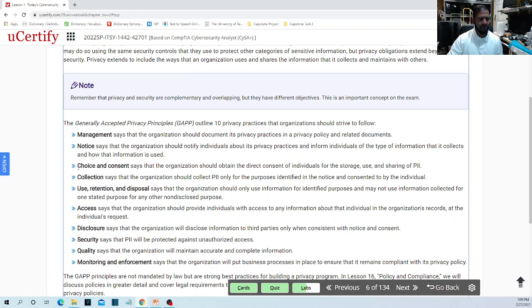I want you to read all these 10 points. I don't want to go into the detail. The video will be too long. This is very easy to understand. The choices and consent and collection and use and retention and disposal, they all basically say exactly how data is being collected and how this data is going to be shared with anybody. Without your written authorization, it will not be shared with third parties.